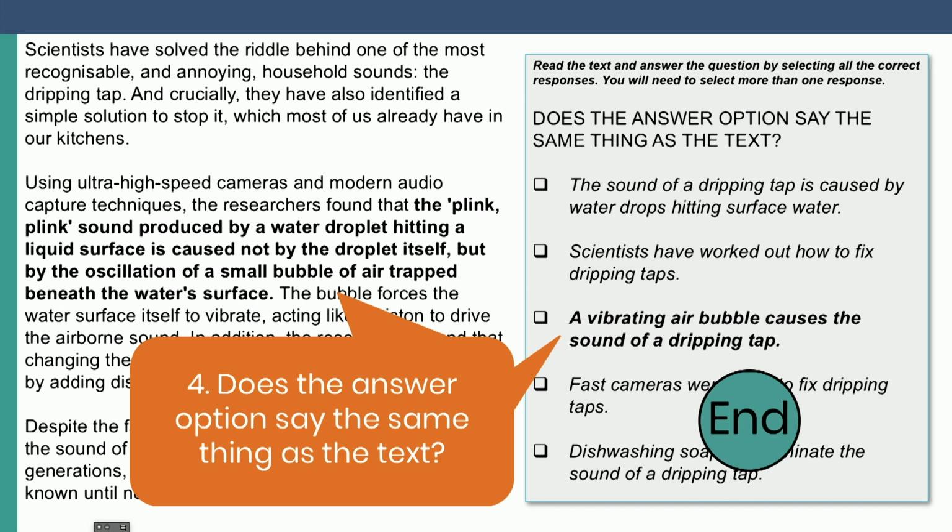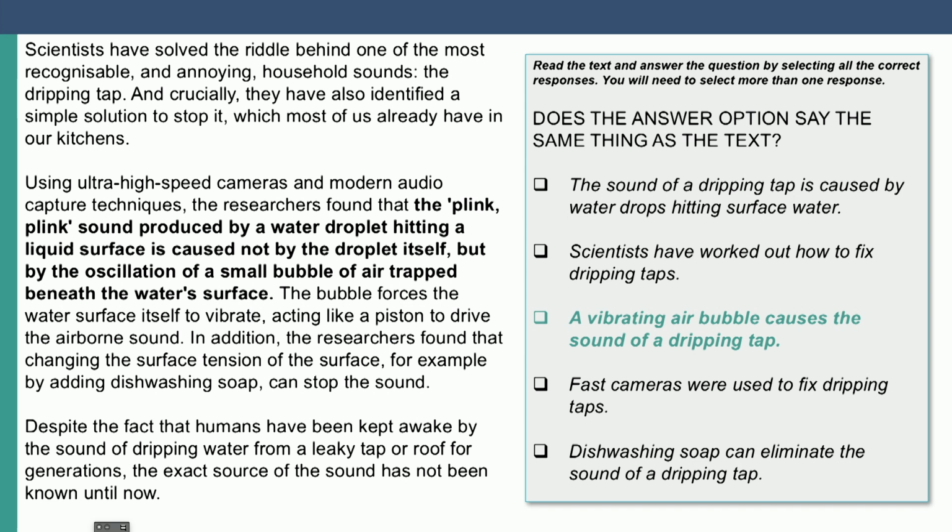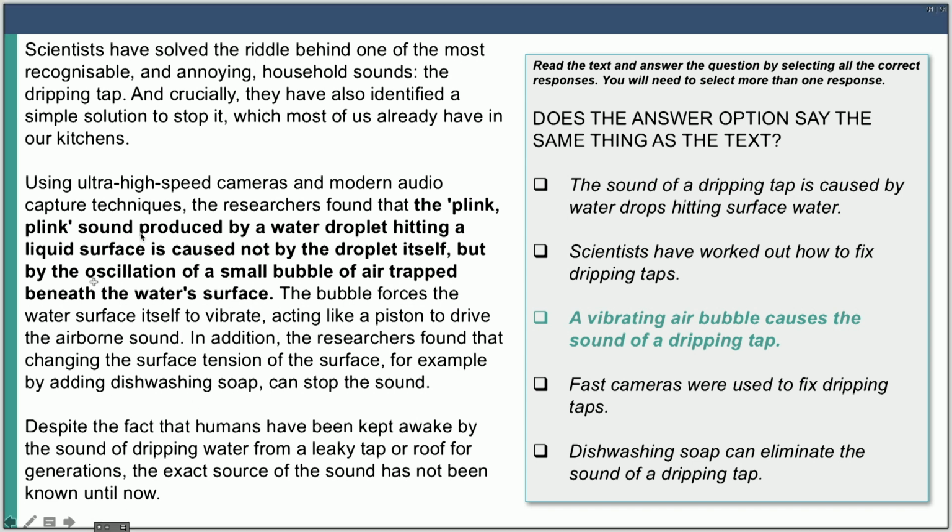And the answer is yes. We've come across our first correct answer option. Let's read the answer option. It says, a vibrating air bubble causes the sound of a dripping tap. Okay? The plink plink sound produced by a water droplet hitting a liquid surface is caused not by the droplet itself, but by the oscillation of a small bubble of air trapped beneath the water's surface. So here we go, got some interesting language here. Oscillation and vibration are synonymous words, and this is where we begin to find the real challenge behind this task.